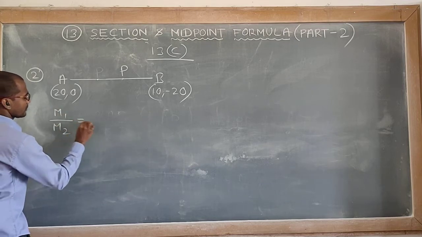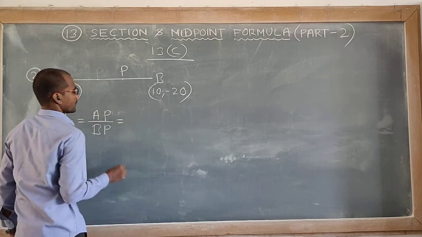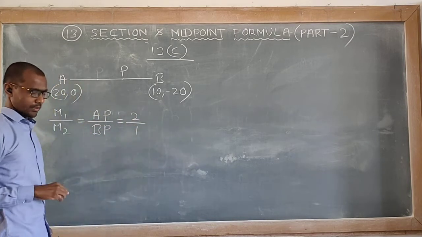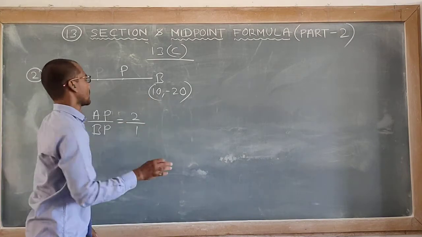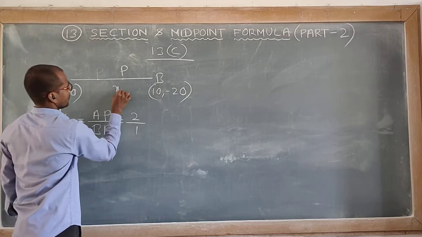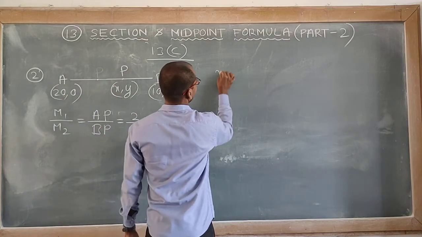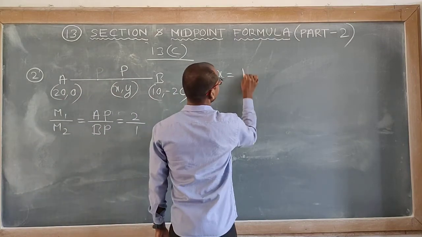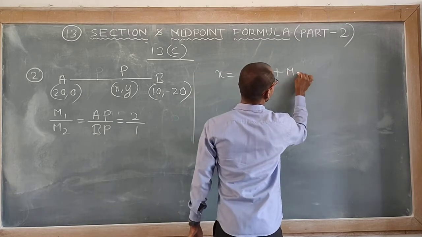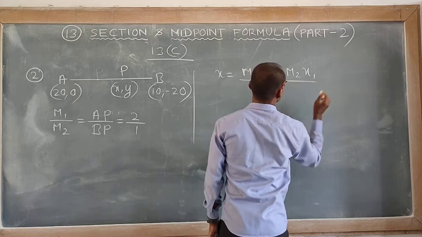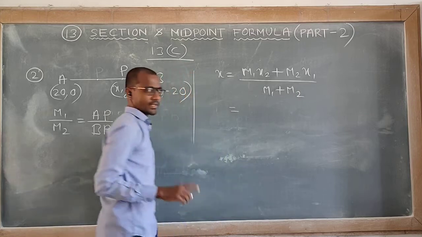m1 by m2 is equal to AP by BP is equal to 2 by 1. This is x1, this is x2, and this is our x, y. Use the formula: m1 x2 plus m2 x1 by m1 plus m2. This is the section formula.